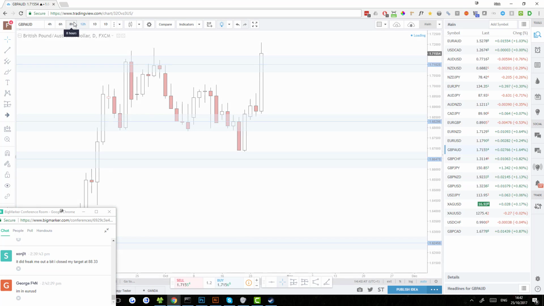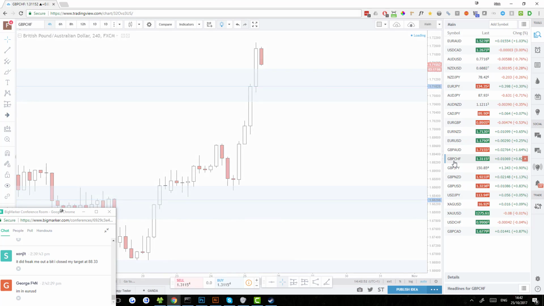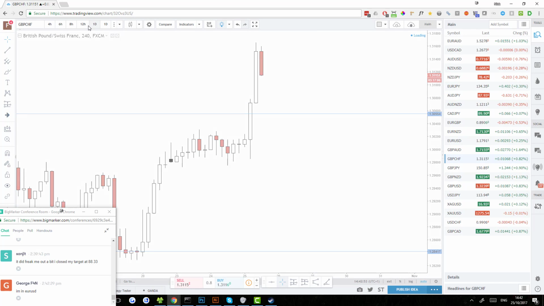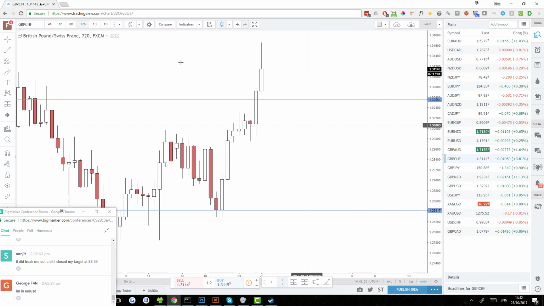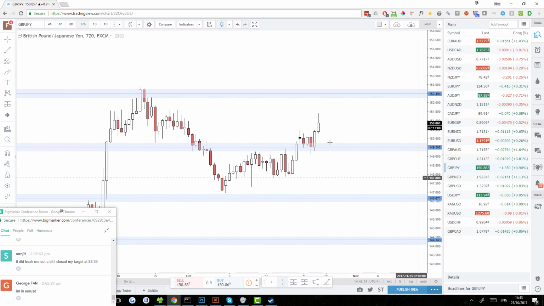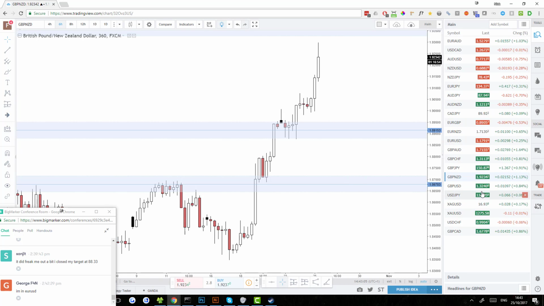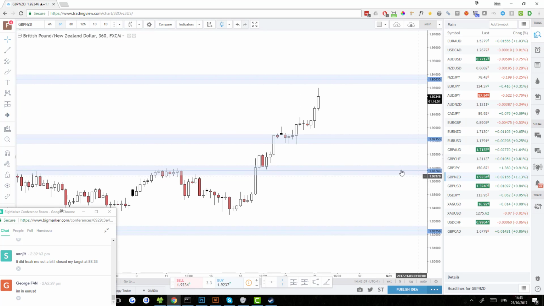GBPUSD, it's broken above resistance, so nothing much there. GBPCHF, nothing much there. GBPJPY is continuing up, but there's nothing that I would want to trade there. GBPNZD, it's in between support and resistance. Let's see what happens when it hits the 1.9360.